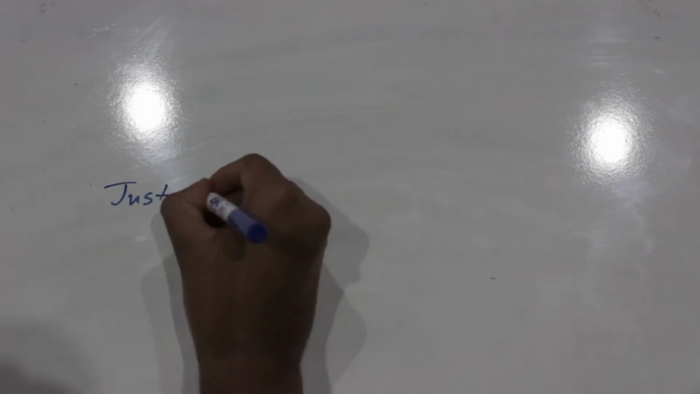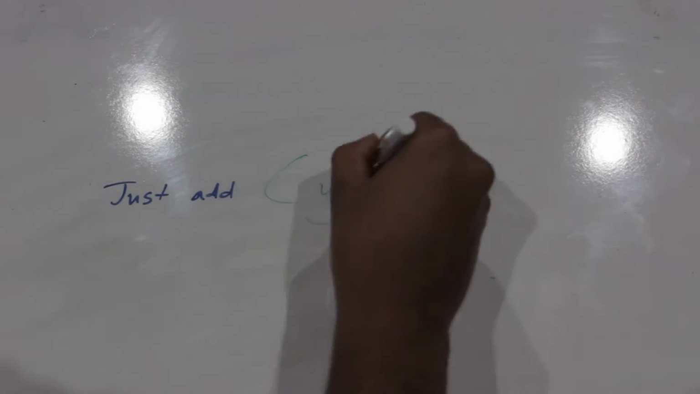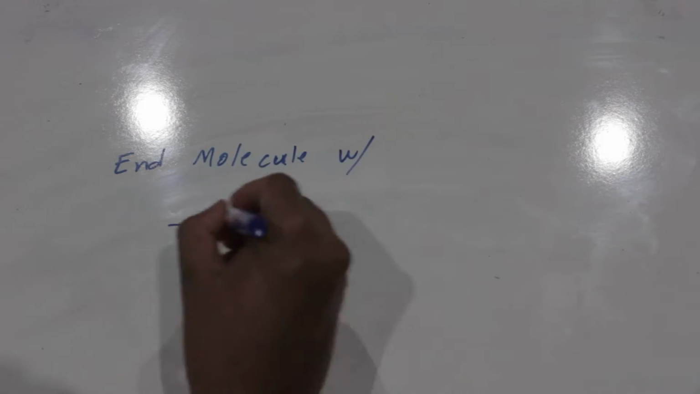Alright, now let's talk about rings. These are really easy to name. All we have to do is add cyclo to the front. Now let's talk about alcohol groups. For these groups, you just end the molecule with OL or all.